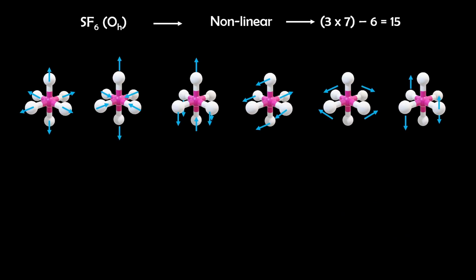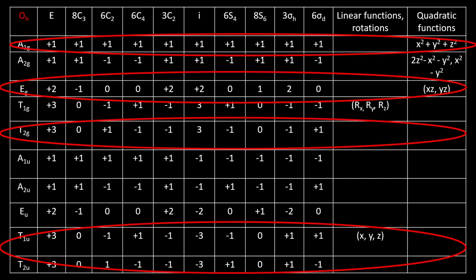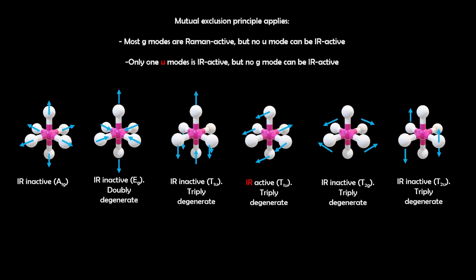For our final example, let's consider sulfur hexafluoride, which belongs to the highly symmetric Oh point group with 7 atoms. So it has 3n-6, or 3 times 7 minus 6, which equals 15 vibrational modes. When the vibrational representation is reduced, we obtain A1g, Eg, T1u, T2g, T2u, and we can compare these to the character table. It's also important to note that in this example, the molecule has a center of inversion, or a center of symmetry, so the mutual exclusion principle applies here.